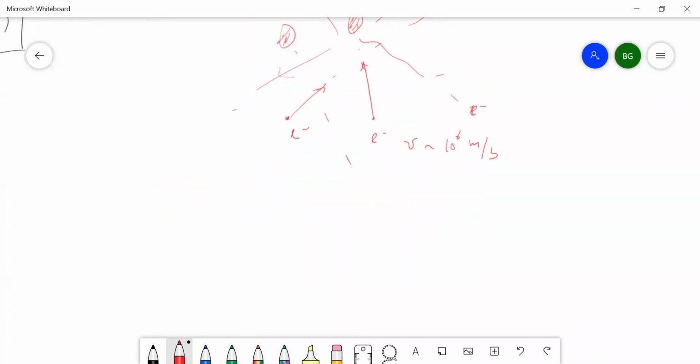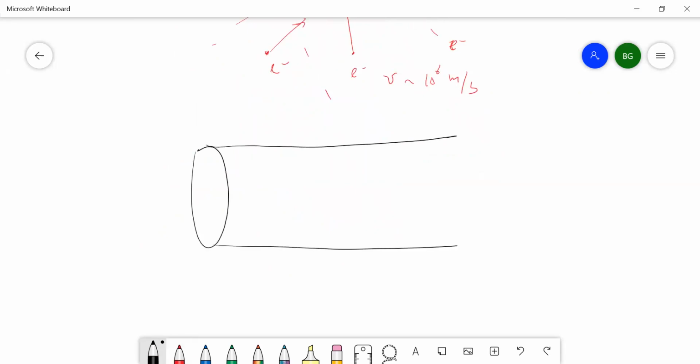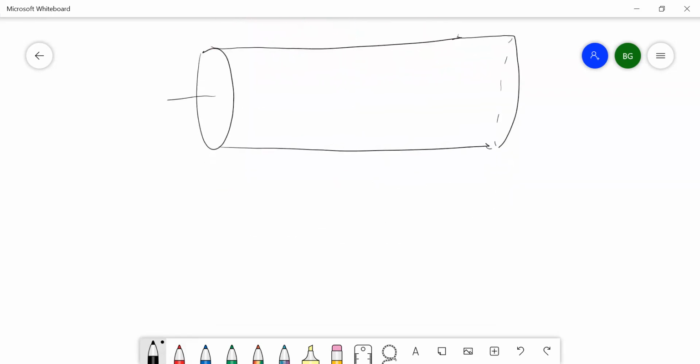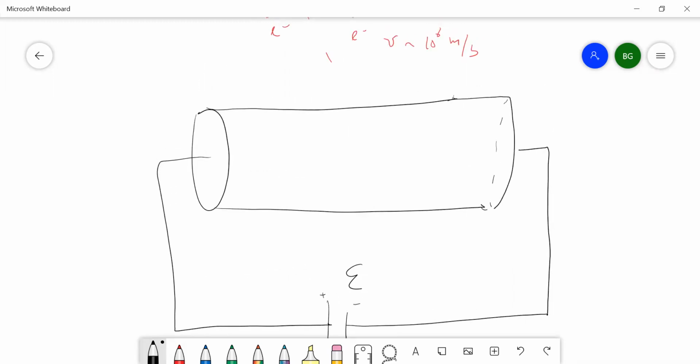So if we, let's say, take this cable and connect it to a voltage, a battery. This is plus, minus. There will be a current here. So before the current, there will be an electric field.